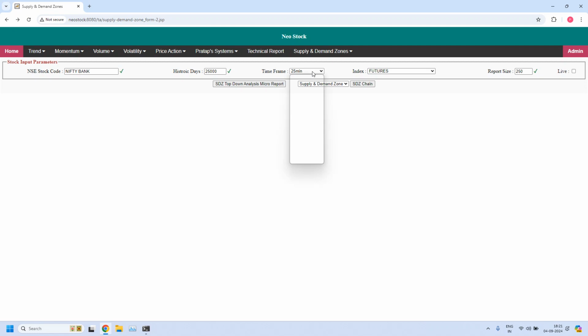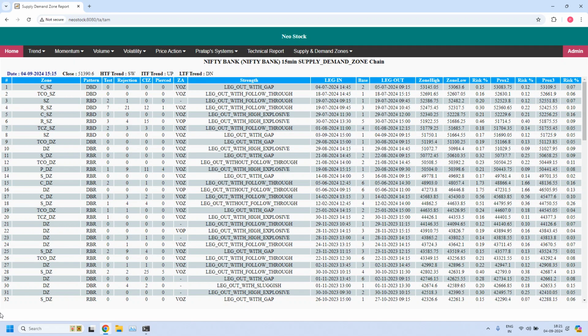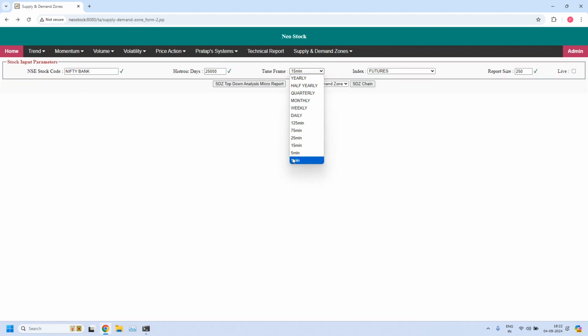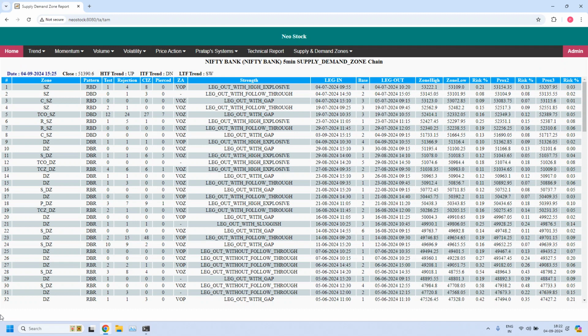Next time frame is 15 minutes. I am generating 15 minutes supply demand zone chain for Bank Nifty. Next time frame is 5 minutes. I am generating 5 minutes supply demand zone chain for Bank Nifty. So this is about Bank Nifty supply demand zone chain. With this we have completed both Nifty and Bank Nifty supply demand zone chain.